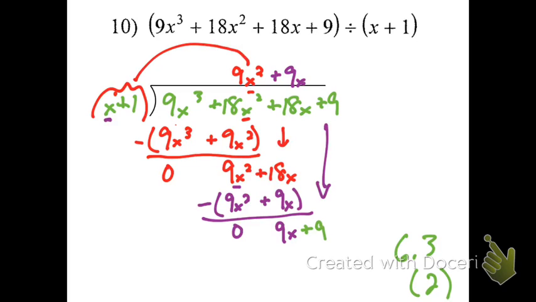So plus 9 goes right there. And now what do you multiply by x to get 9x? That would be just a 9. So 9 times x is 9x. 9 times 1 is 9. And when we subtract, we don't get a remainder. We get a 0 there and a 0 there, because 9 minus 9 is 0. Okay. There's that.